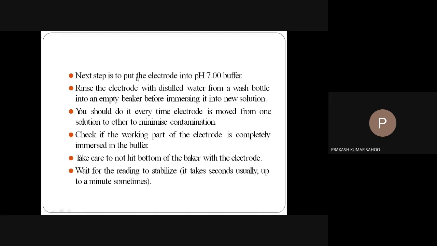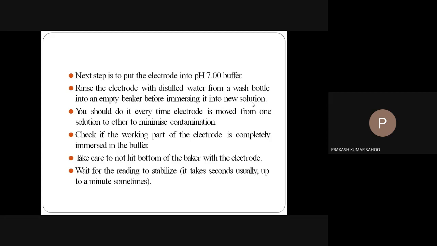The next step is to put the electrode into the pH 7 buffer. Then rinse the electrode with distilled water from a wash bottle into an empty beaker before immersing it into a new solution. That means you will take distilled water in a beaker and immerse the electrode, and after noting the pH, which is equal to 7, you put the same electrode into your new solution, whose pH is to be determined. You should do it every time the electrode is moved from one solution to another, to minimize contamination.